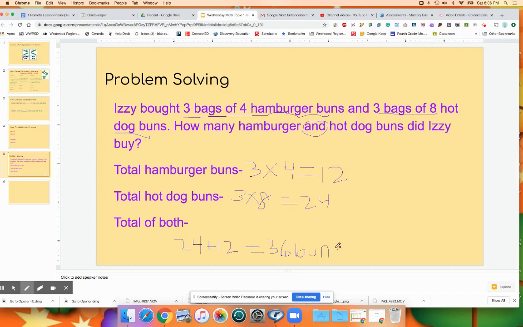So Izzy has a total of 36 buns. I hope she's barbecuing. For those of you who don't know, Izzy is my dog. So Izzy's very special. She likes hamburger and hot dog buns.